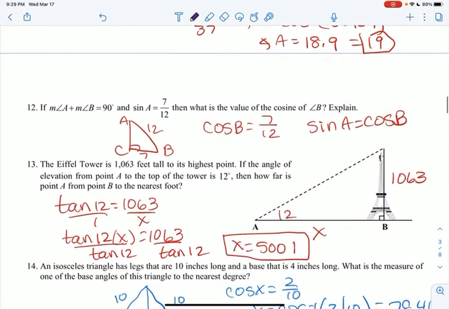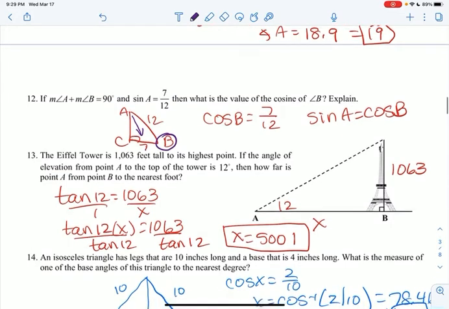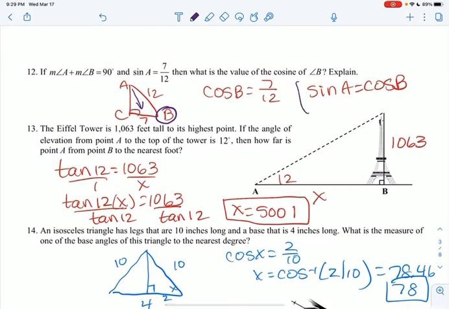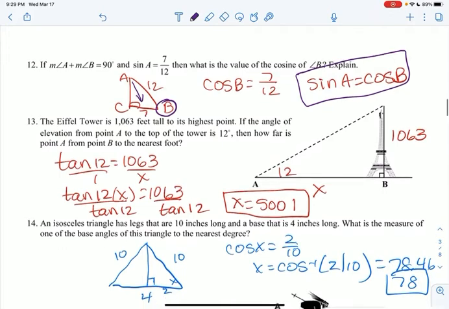Number 12. Angle A and angle B equal 90, so that makes angle C the right angle. The sine of A is 7 over 12, so based on angle A, and I'm talking about sine is opposite, so I'm going to put 7 in the opposite position, and I'm going to put 12 in the hypotenuse position. Then they want to know the value of cosine of B. Well, cosine of B is adjacent over hypotenuse. Look, it's the same exact thing. And that's true because remember we learned sine of A equals cosine of B.